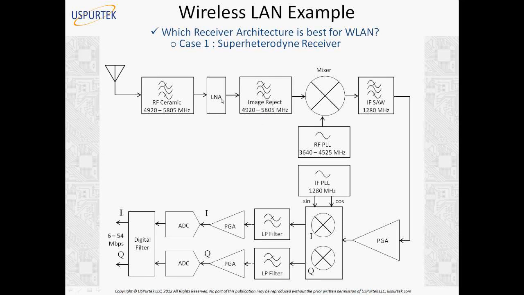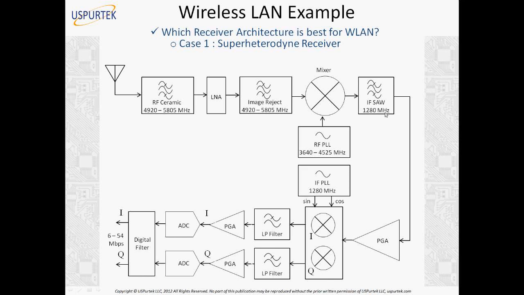This is a SAW filter, surface acoustic wave filter, which is a very expensive one. And we feed this to a programmable gain amplifier. This is an amplifier. Finally, we get into the I and Q mixers, which have their own PLL at 1280 megahertz. Now here, we are just mixing with the 1280 megahertz to retrieve the two components of the signal, I and Q.